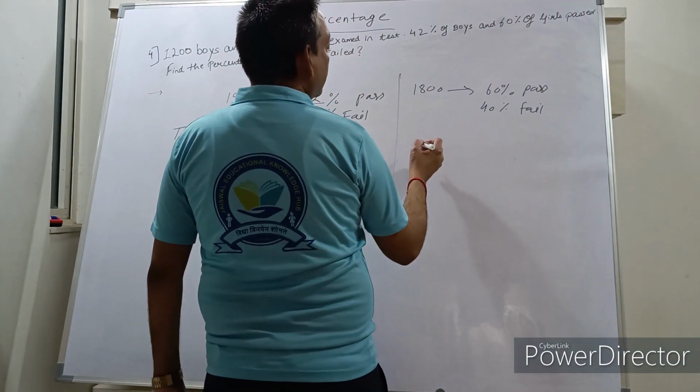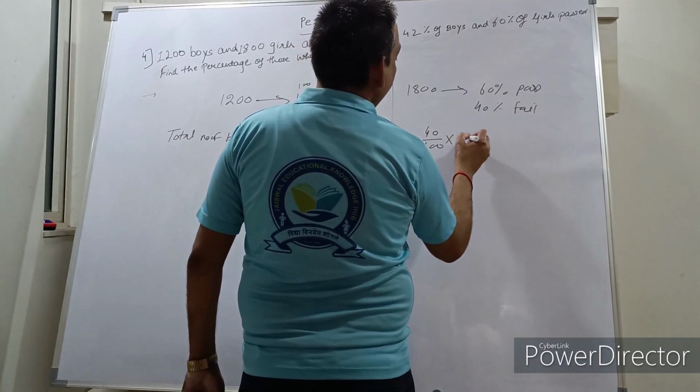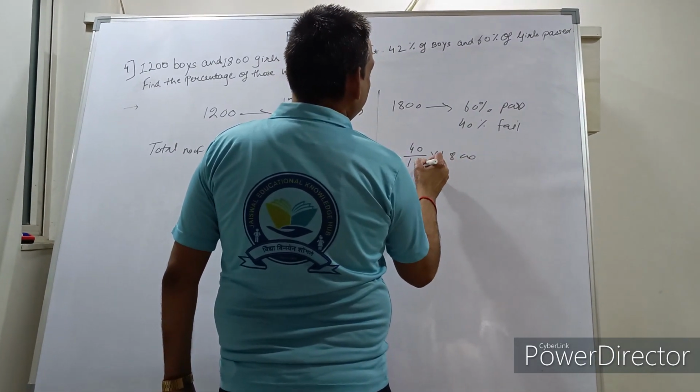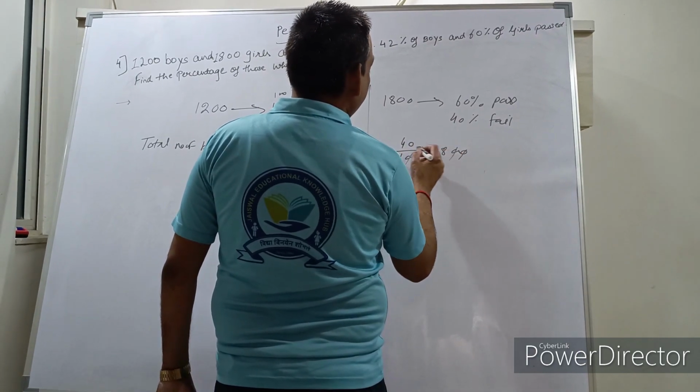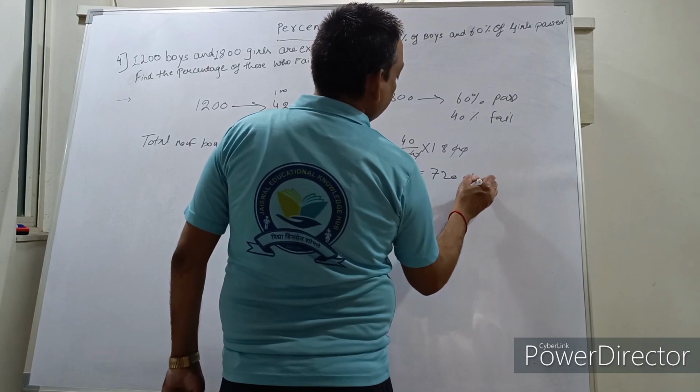Total number of girls who failed. So 40 upon 100 multiplied by 1,800. Okay, so 18 times 4 is 72. So 720 girls fail in the exam.